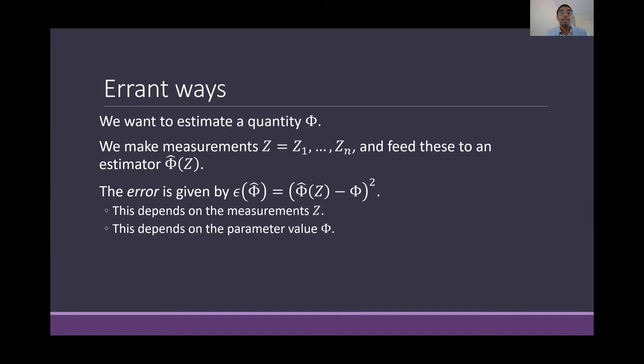Or two, it depends on the parameter value. Like let's say we're estimating the separation between two point sources with some sort of width. If they're well separated, it'll be really easy to estimate their separation. Meanwhile, if they're starting to overlap, it'll be hard to estimate their separation.